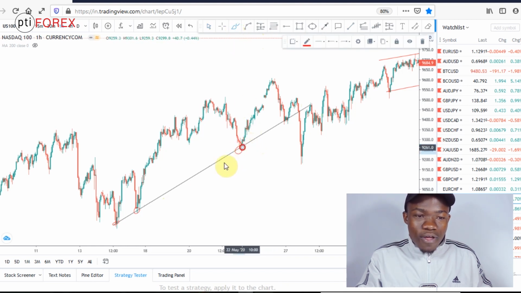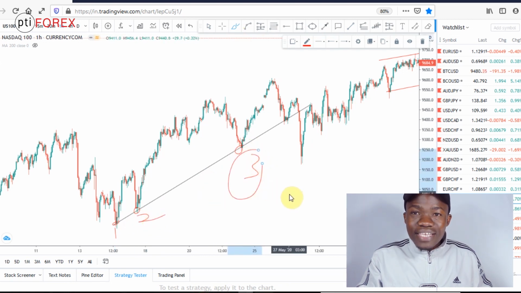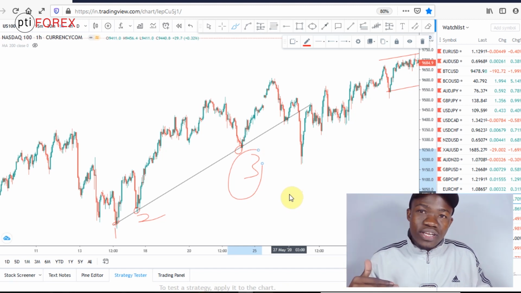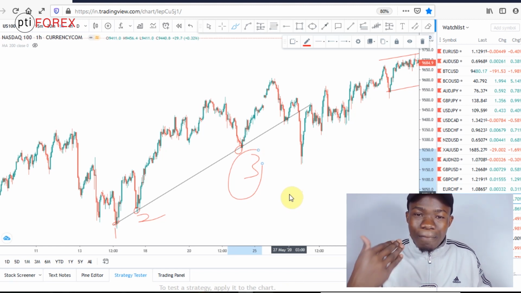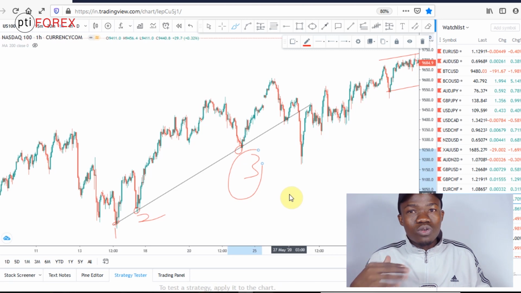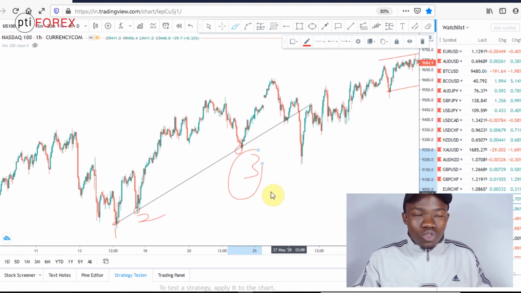For an example here, this is the first, this is the second, and this is the most important one, the third touch, whereby I am entering the market as a buy if it's an uptrend, and as a sell if it's a downtrend. Don't worry, I'll make an example with one direction because it is vice versa when it comes to a downtrend. So that's why I'm making an example with an uptrend only, because it is the same thing when it comes to a downtrend. You just shift the focus. So once you see your third touch, that's where you're going to be entering your market.